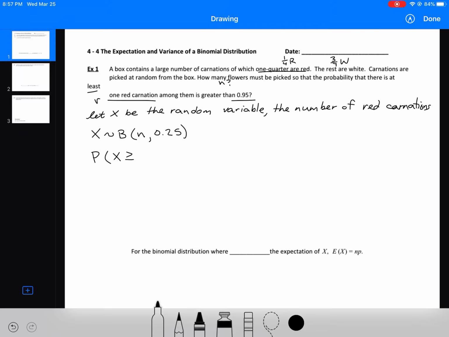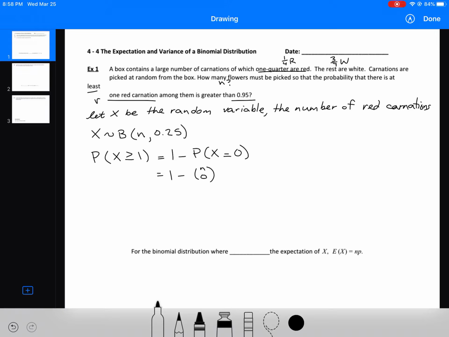So our probability that X is greater than or equal to 1 is equal to 1 minus the probability that X is equal to 0. We don't know what I have to add up to, so I can't use the approach of adding the probability of X is equal to 1, X is equal to 2, X is equal to 3, because I don't know where to stop at. So I have to use the complement approach and find the probability that no red carnations are chosen. So let's write it out using our binomial distribution equation.